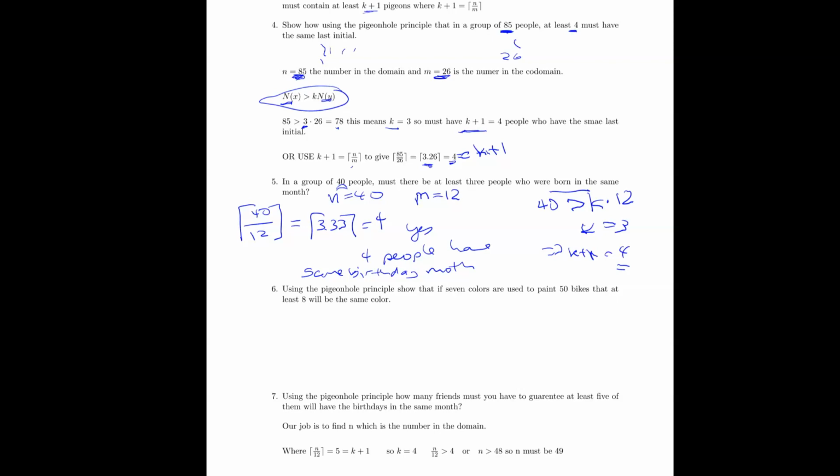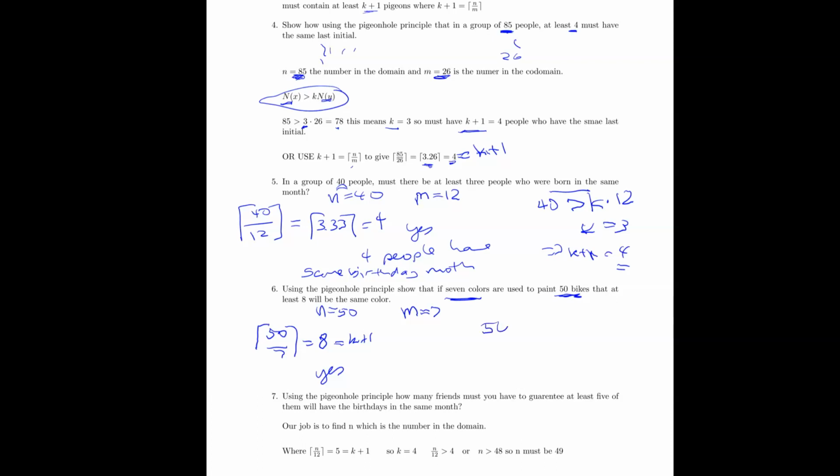Okay, so here we have 7 colors to paint 50 bikes. So n is 50 for the number of bikes, and m is 7 for the number of colors. So 50 divided by 7 gives me 8. And so that means 8 is k plus 1. So yes, 8 bikes do have the same color.